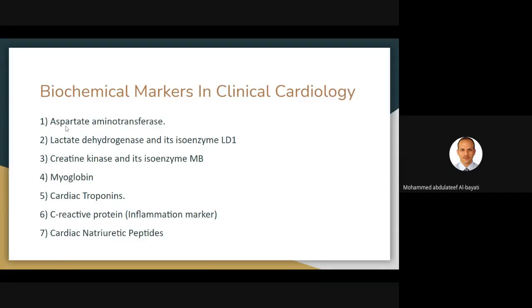Aspartate aminotransferase is present in many tissues, including red blood cells, muscle, liver, and heart muscle. So it's considered non-specific. It is used now for assessment of liver function more than in the assessment of clinical cardiology.